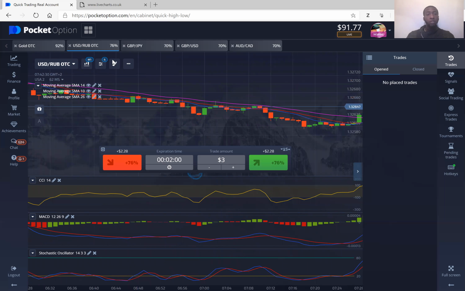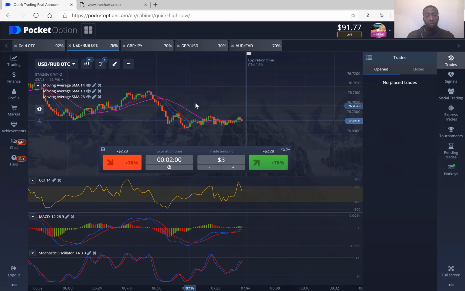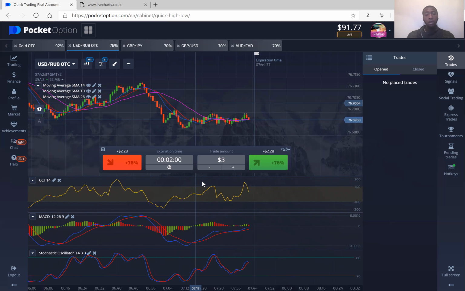All right, let's see how it works on this USD rubbish because I tend to trade that a lot. Another thing to keep in mind is that the stochastic oscillator also has support and resistance on there, so y'all can look at that for double confluence.